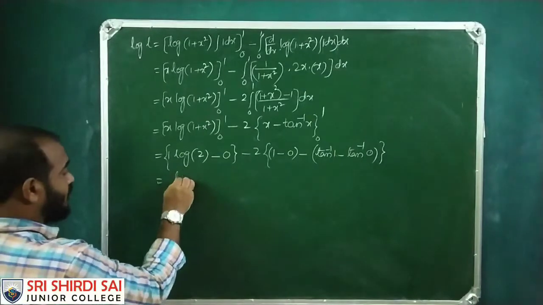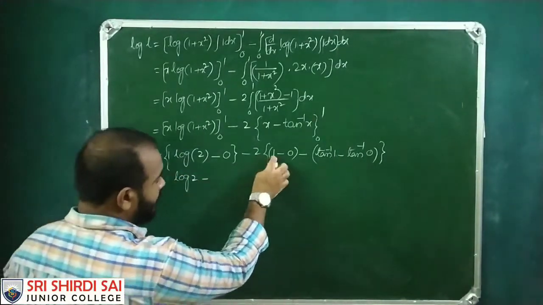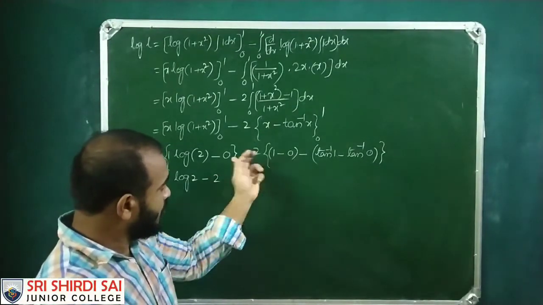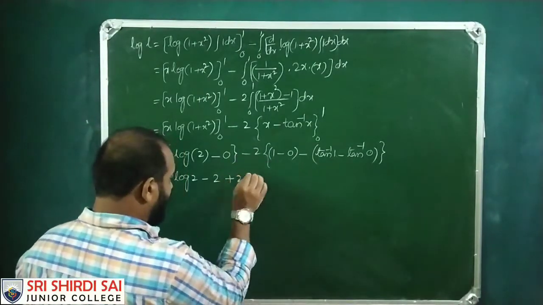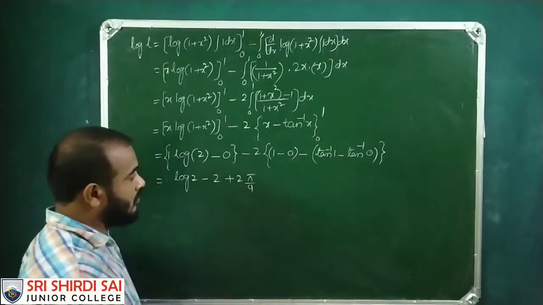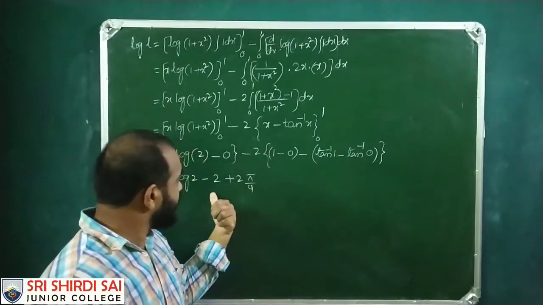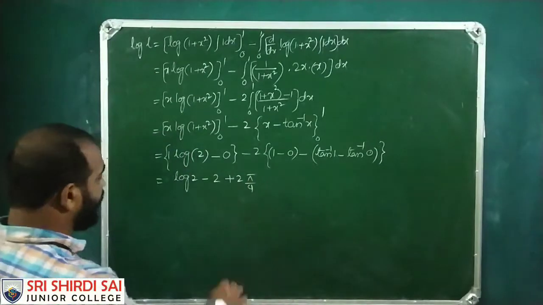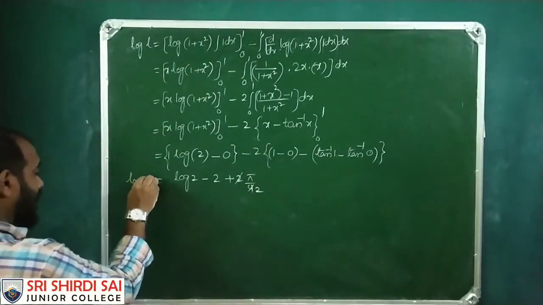This is equal to 1 into log 2, which is log 2, minus 2 times 1 minus 0, which is 1, so 2 ones are 2, minus into minus plus 2 tan inverse 1, which is pi by 4. Again, 1 minus 0 is 1, minus 2 into 1 is minus 2, minus into minus plus 2 into tan inverse 1 is pi by 4. This is 2 times. This is log L.